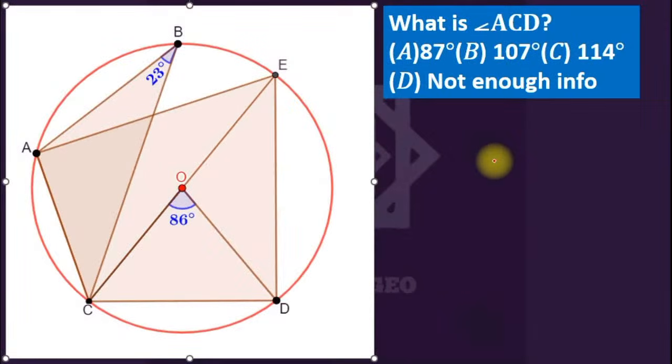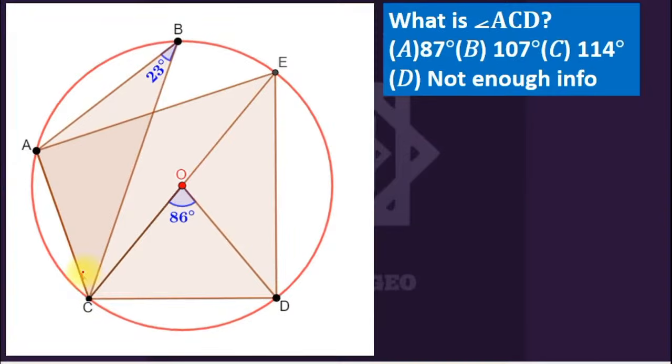Okay, we ask what is angle ACD. From the diagram, you see that ACD is this angle. And how do you get this angle? The easiest way is to get this. Yes, because AEDC is a cyclic quadrilateral. So we use the cyclic quadrilateral theorem. And how do you get this angle?